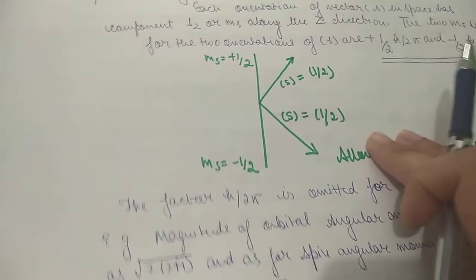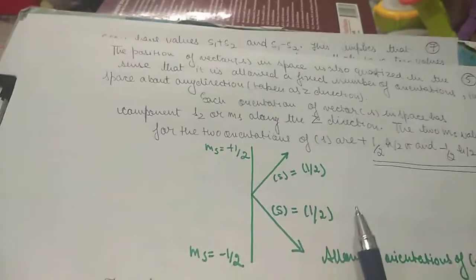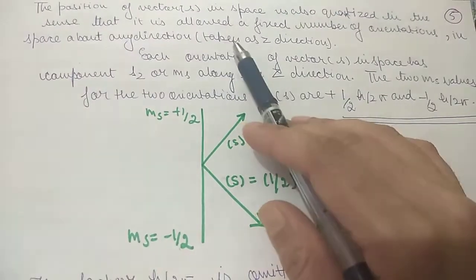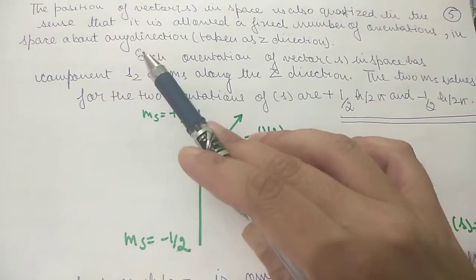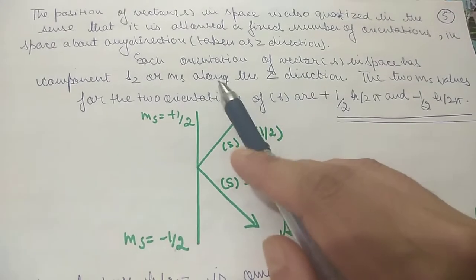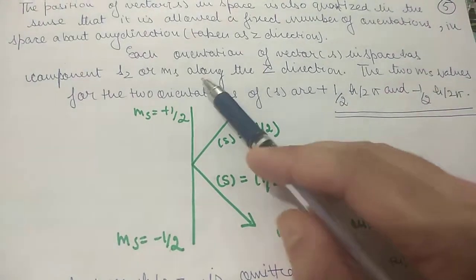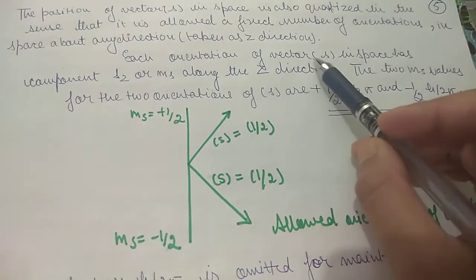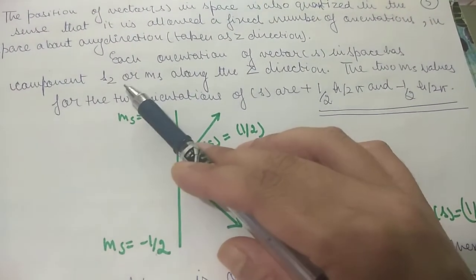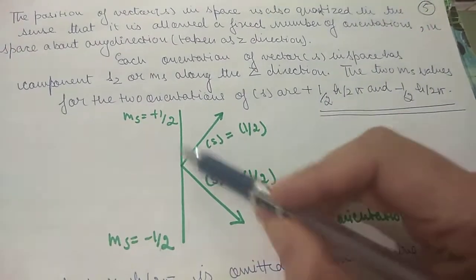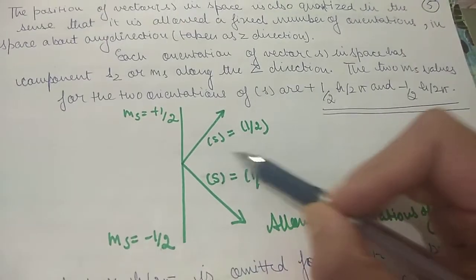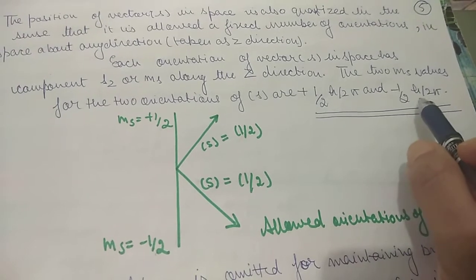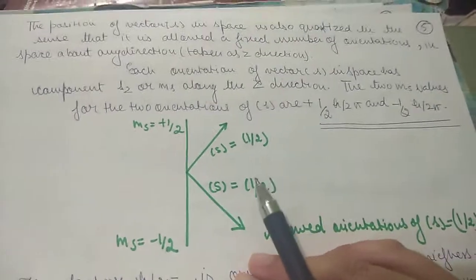Now we will discuss the spin angular momentum. The position of this vector S in space is quantized, in the sense that it is allowed a fixed number of orientations in space about any direction. Let us regard it as the Z direction. We always take the Z direction by default. So each orientation of vector S, this is the vector representation, and S represents the spin quantum number. Each orientation of vector S in space has a component Sz or Ms along the Z direction. It represents the component of vector S, Ms or Sz. The two Ms values for the two orientations of S are plus 1 by 2 h upon 2 pi and minus 1 by 2 h upon 2 pi. These are the two values, plus and minus.